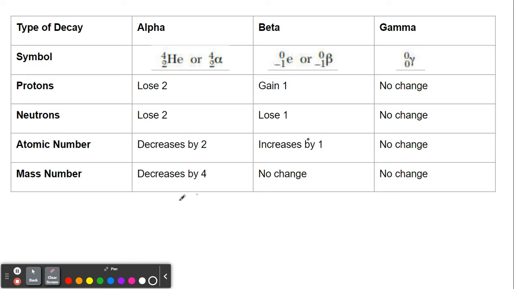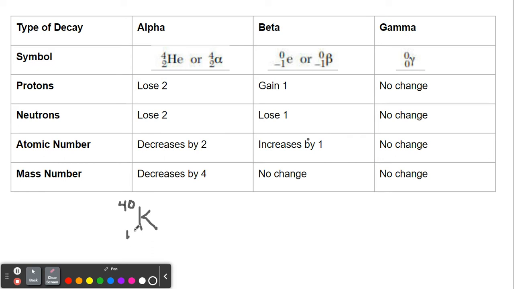So my example for this one is going to be potassium 40. Potassium 40, like what we see in our wonderful bananas that we eat every single day. Just kidding, I hate bananas. So I do not eat them every day.